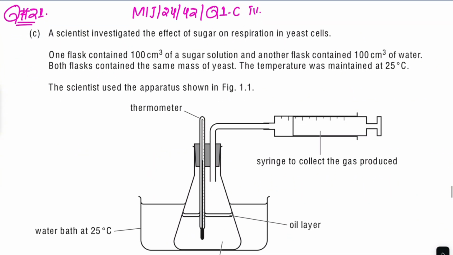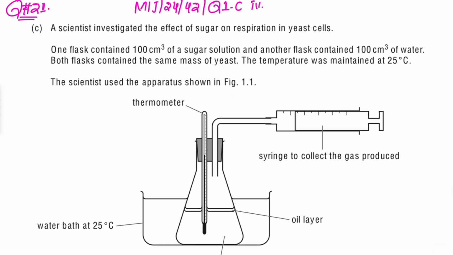If I were to move further, this actually appeared in the May-June of 2024. The variant was 4.2. And in your exam, this was question number 1C, and this was the fourth part of that. Now, what the scientists are trying to investigate is the effect of sugar on the respiration that we have got in the yeast cells. Now, when we are saying respiration in the yeast cells, the idea is that the scientists would have the yeast, they would mix them up with the sugar solution, and then they would be determining how the sugar is impacting the respiration in them.